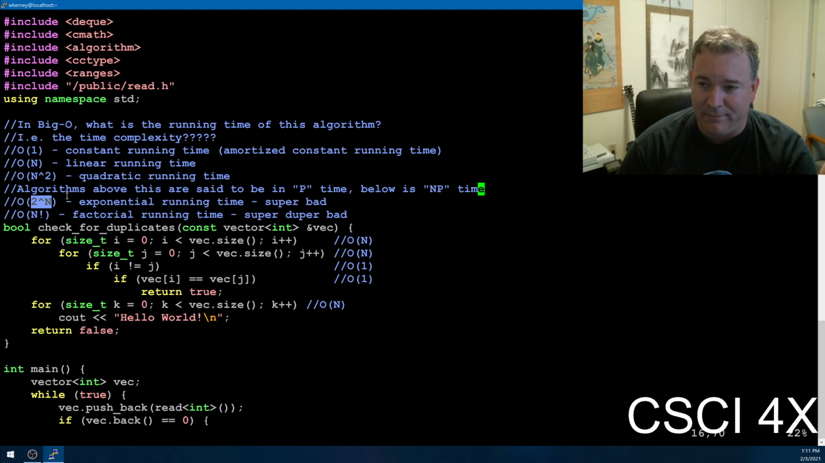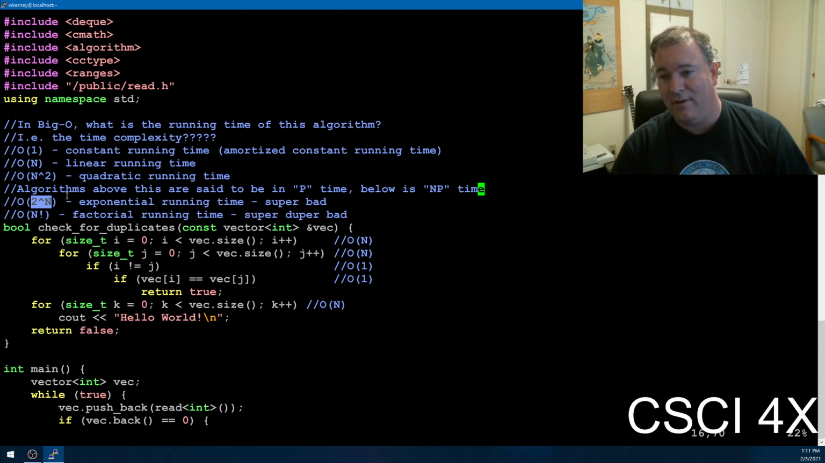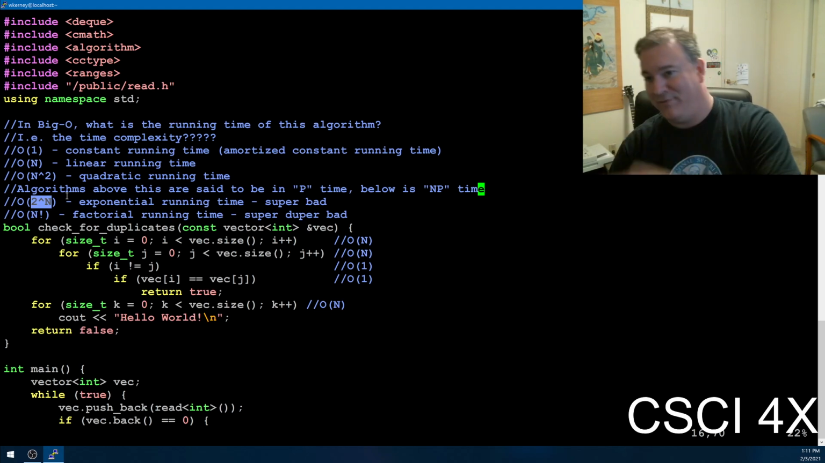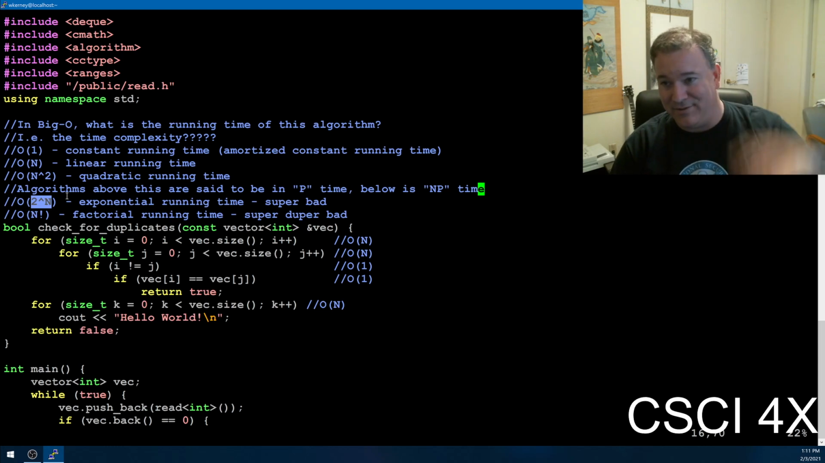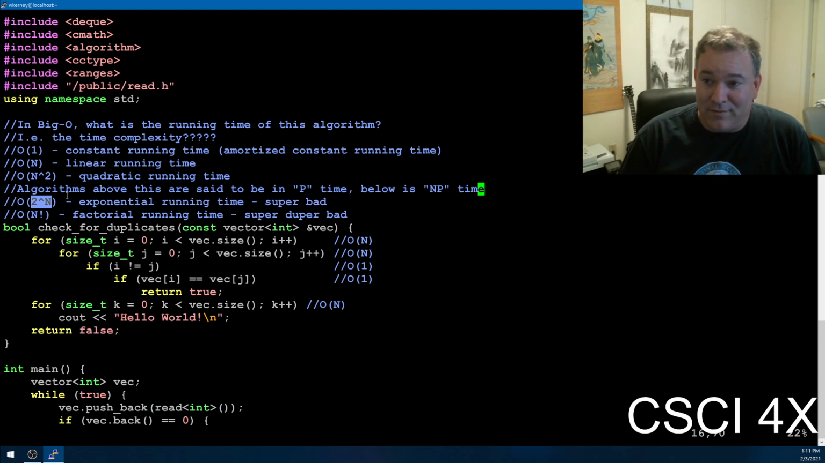So a factorial algorithm is really bad, right? It's even worse than exponential, right? Because exponential is 2 times 2 times 2 times 2 times 2. Factorial is 1 times 2 times 3 times 4 times 5 times 6 times 7. So factorial is even worse than exponential.